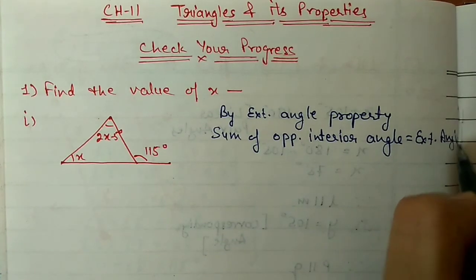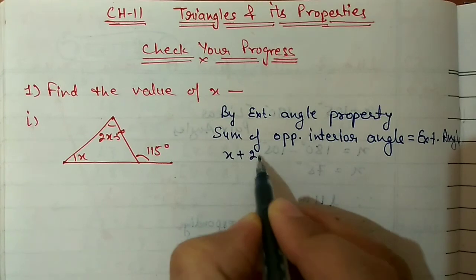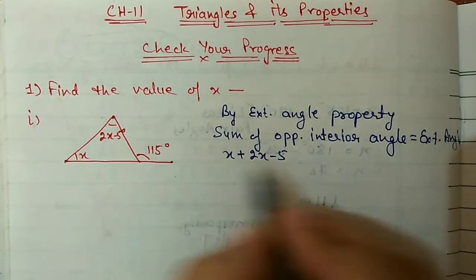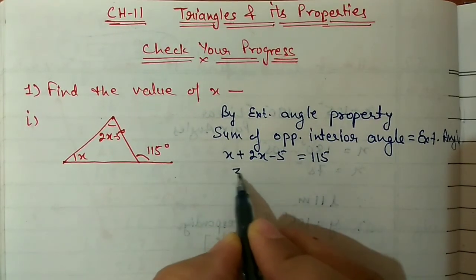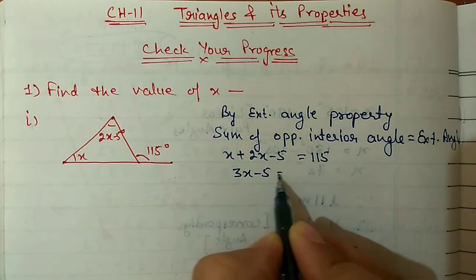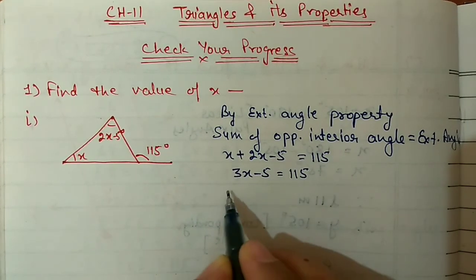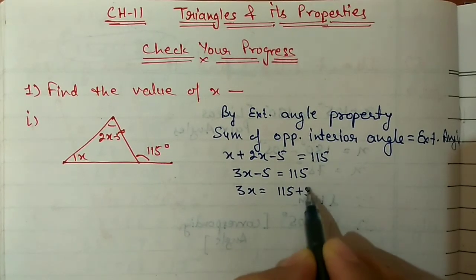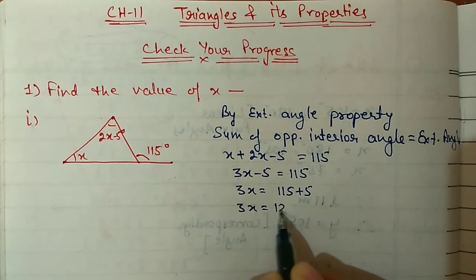So, here the opposite interior angles are x and 2x minus 5. If we add these two interior angles, then the sum should be 115. x plus 2x will become 3x minus 5 equal to 115. This minus 5 shifts to the other side, so it will become plus 5. Then 115 plus 5 will become 120.